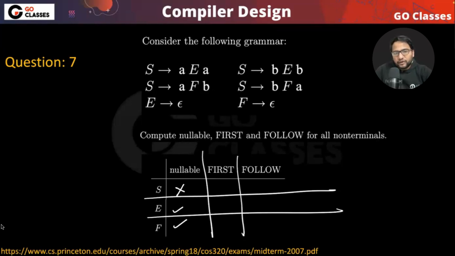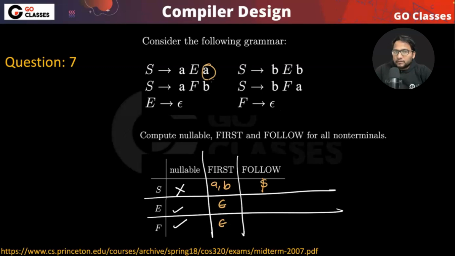What is the first of capital S? It is small a, small b, right? Small a and small b. What is the first of capital E? It is epsilon. It is also epsilon. What are the follows? Let's see the follow of capital S. Capital S is not coming anywhere on the right hand side. So what is the follow of this? It is only dollar, right? Only dollar.